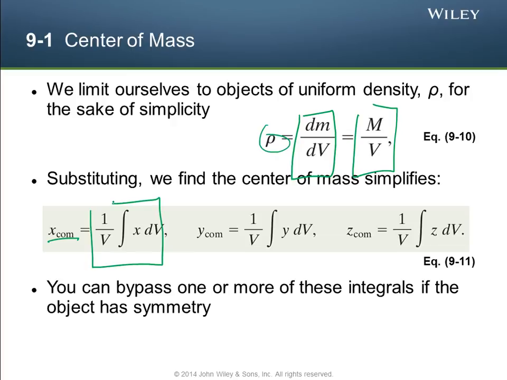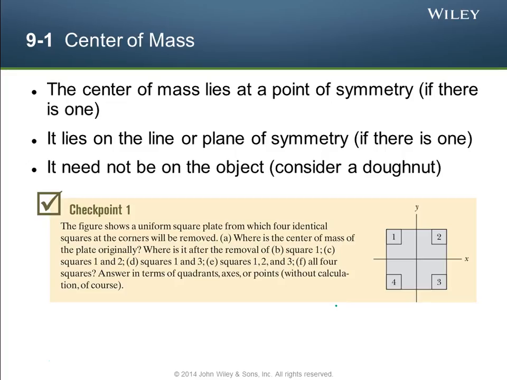Now keep in mind, dv and x may not just be simply that variable. These could be other functions that we're going to have to deal with, but these are the formulas and equations that we're going to start with. All right, now you can bypass one or more of these integrals if the object has symmetry. That's going to depend object to object, but symmetry can help you simplify some things.